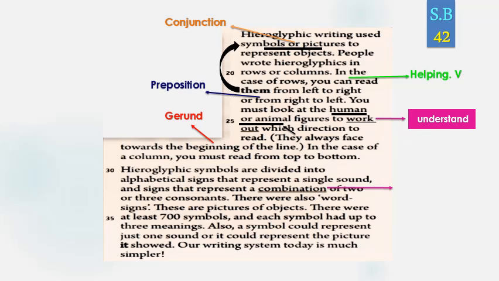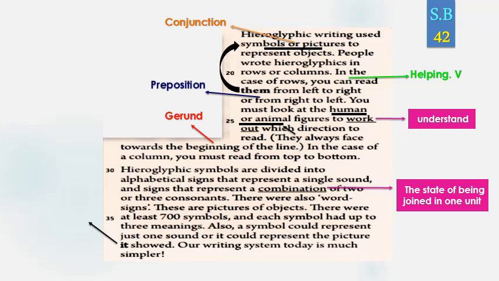So here we have combination. It means the state of being joined in one unit. And here we have the pronoun it, which refers to symbol. Okay guys, so you have to write them down in your notebook.